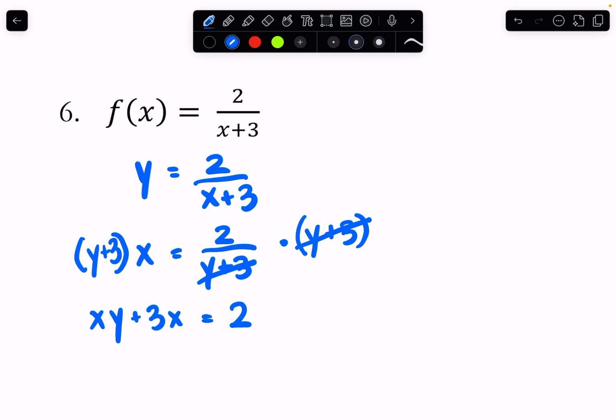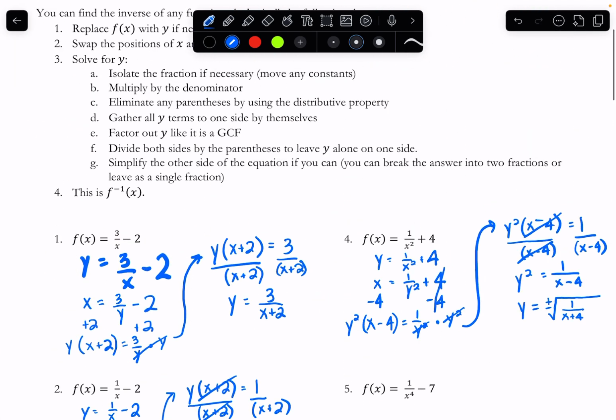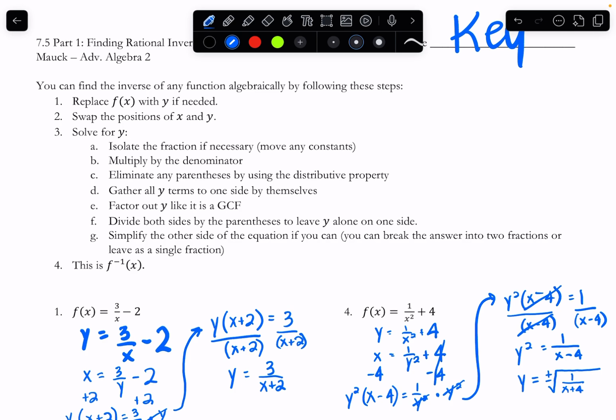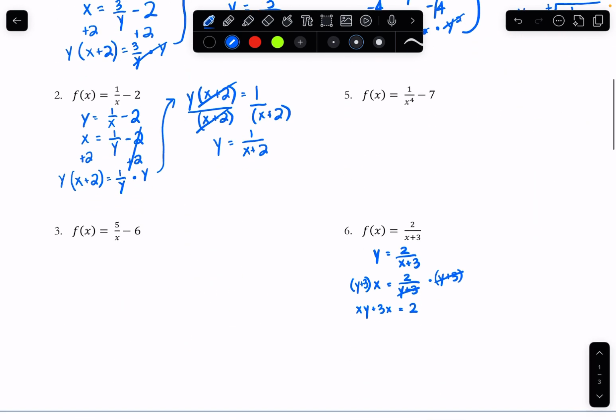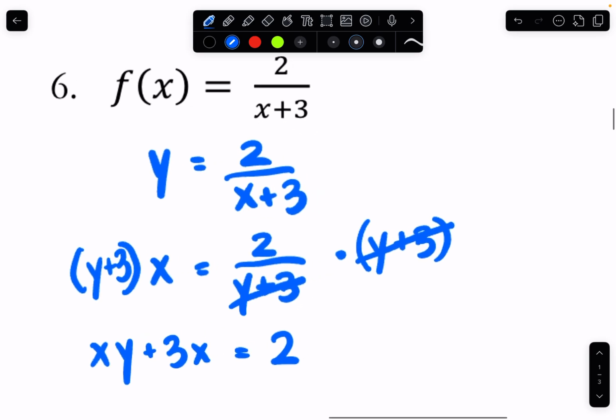When you multiply this out, no matter what you have, you want to move only the terms with the y to one side. So that was step letter D here in number 3. So eliminate your parentheses. We did have to use the distributive property on this one. Now we're getting all the y's alone on one side, and we will factor out the y if there are multiple of them. There are not multiple on this one, but that's okay.